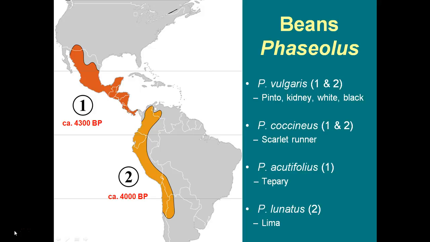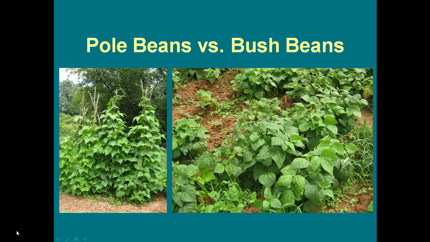Phaseolus lunatus, the lima bean, was domesticated in South America, near what is now Lima, Peru. Beans grow in two different forms. You have what are referred to as pole beans, beans that grow on vines and climb up poles, as you can see on the left, and bush beans, beans that grow on bushes. Pole beans are sometimes grown intermixed with corn, and the corn stalks act as a scaffold that they can grow upon.